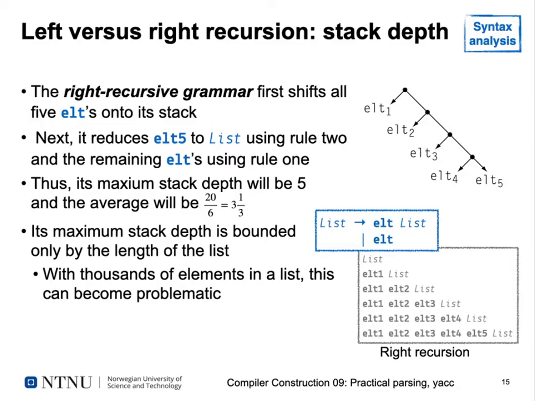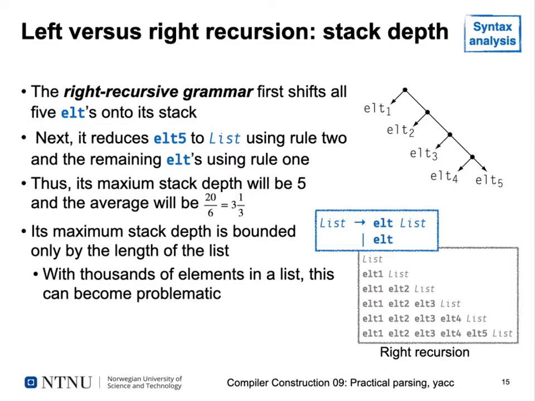Only after really pushing all the 5 elements onto the stack, then our right recursive grammar can start to reduce all of this back again to our list, and the remaining elements, using that production here. So the maximum stack depth here will be 5, the average stack depth will be 20 over 6, so quite a bit bigger even for this very simple example. Now the problem is that, well, of course you can build longer and longer lists.